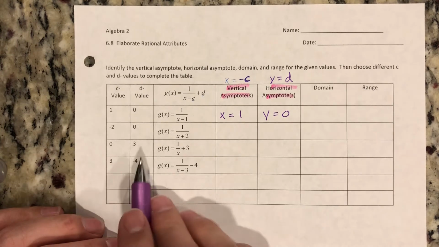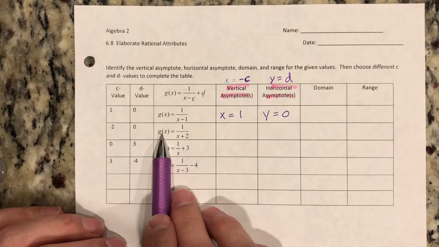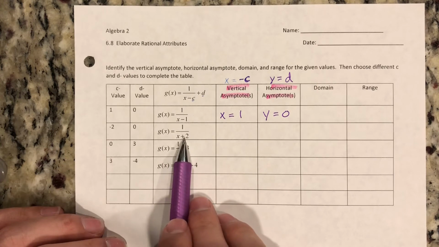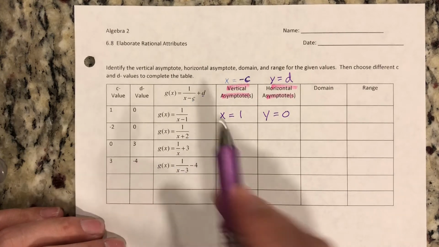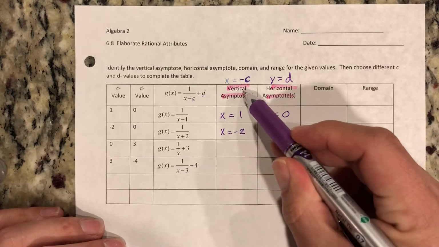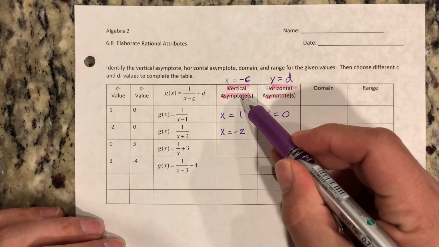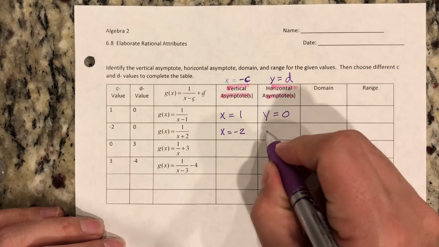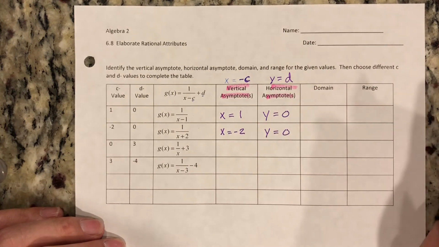Okay, and so we'll just fill in the rest of this table. Second equation, g of x is equal to 1 divided by x plus 2. The C value right here, we take the opposite, so negative 2. So x is equal to negative 2 for the vertical asymptote. And then again, there is no D value, so that is 0. That gives us y is equal to 0.